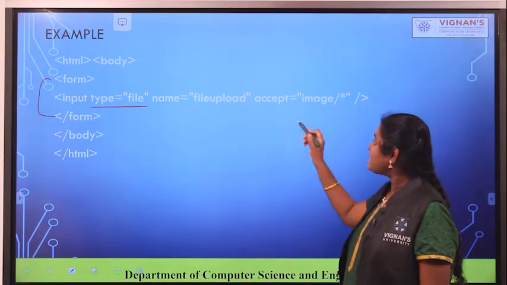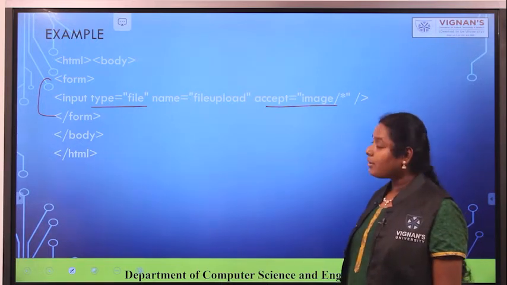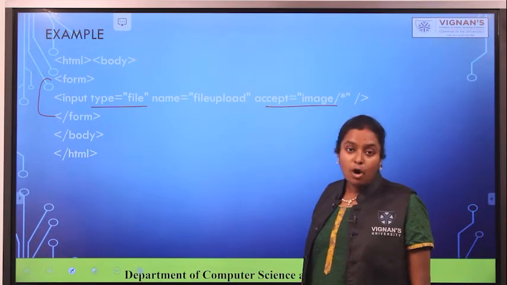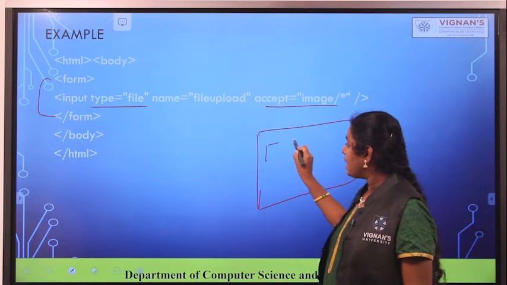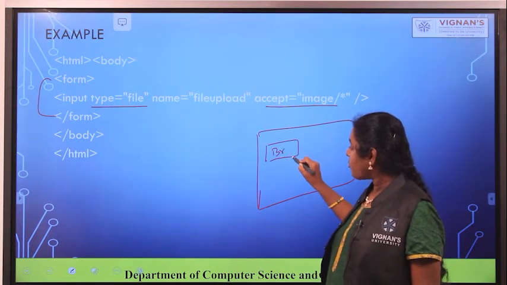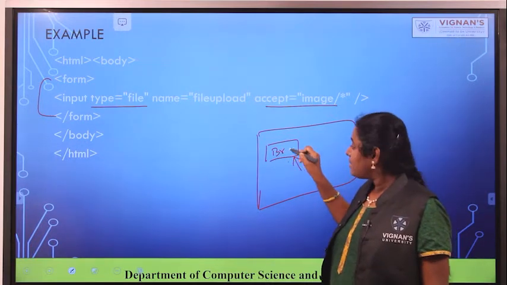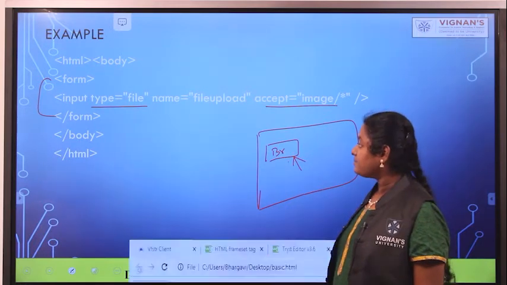So what type of files is it accepting? It is accepting all types of files, including image files, any document, or any PDF. So what will be the output? In the browser you will get a button. Once you click on the corresponding button, it will browse your system for the corresponding file.